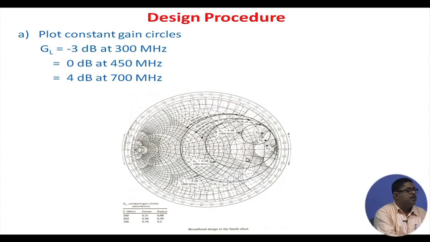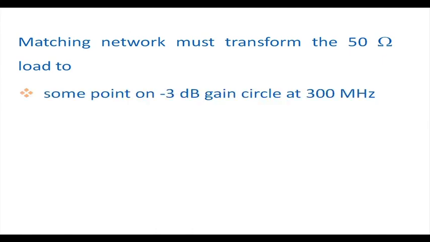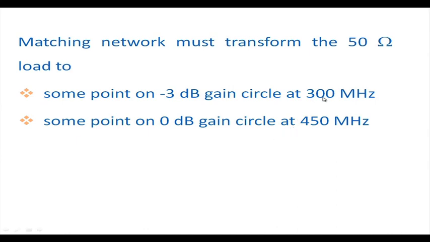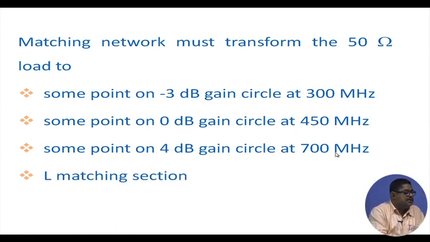Now, the design procedure: plot constant gain circles, GL equal to minus 3 dB at 300 megahertz. We are doing it for the output side, the load side, because on the input side we can have anything and that will give us something. So, GL I require is minus 3 dB at 300, 0 dB at 450, 4 dB at 700 megahertz. We have plotted these circles, these are the circles. Now, the matching network must transform the 50 ohm load to some point on the minus 3 dB gain circle at 300 megahertz, some point on the 0 dB gain circle at 450 and some point on the 4 dB gain circle at 700 megahertz. Let us see, since it is megahertz, we need not go for distributed matching, we can have L matching. You can also go for distributed, you know how to do that.